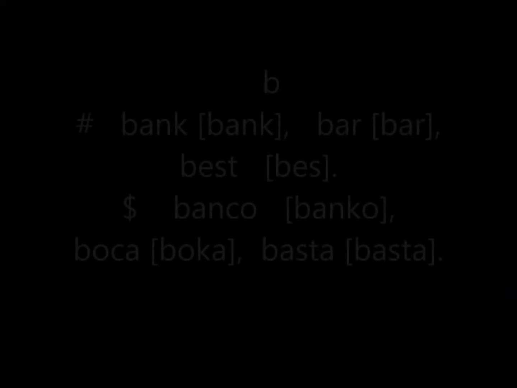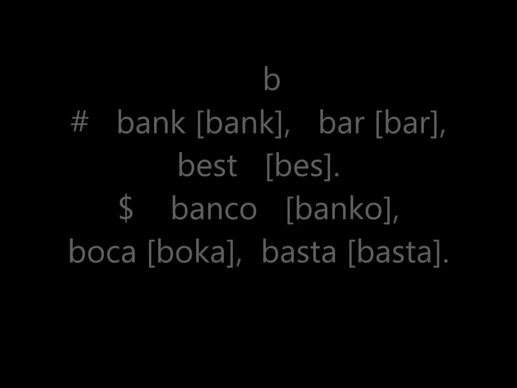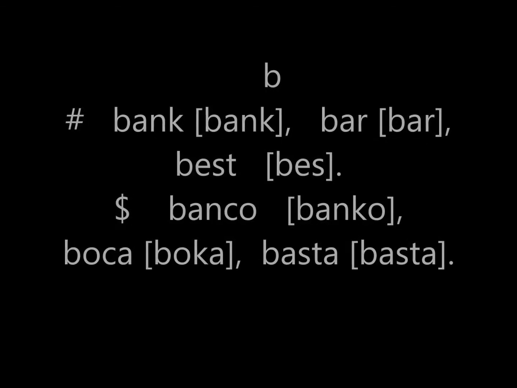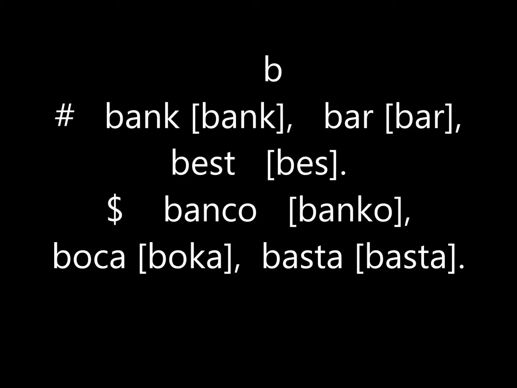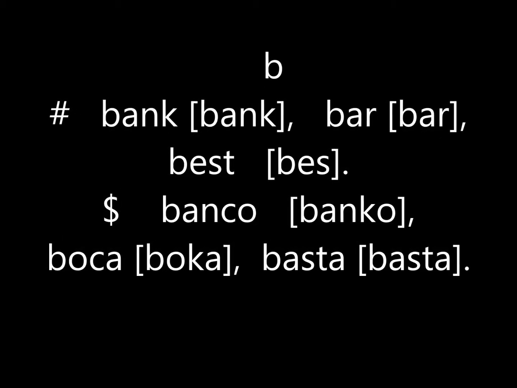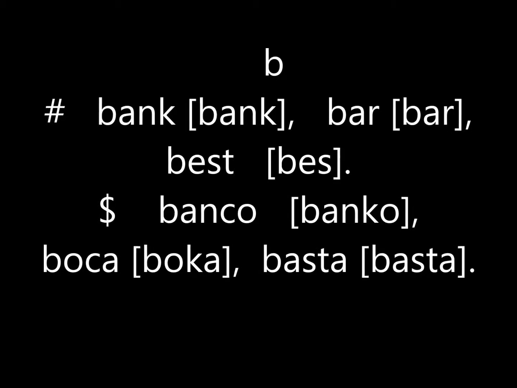Now, these letters are a lot easier than the vowels that I hope you've already looked at in engspan Part 2. We'll start with the letter B. B in English and in Spanish is both pronounced with a B sound. So in English we have words like bank, bar, best. In Spanish, words like banco, boca, basta.